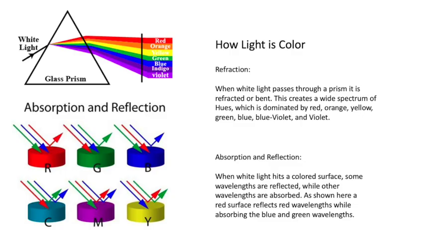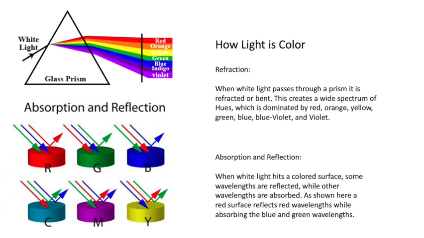When white light passes through a prism, it is refracted or bent. This creates a wide spectrum of hues, which is dominated by ROY G. BIV, or red, orange, yellow, green, blue, blue-violet, and violet. Each separate color is defined by a specific electromagnetic wavelength, with red as the longest and violet as the shortest. This is additive color, and for our purposes here, simply means color added by light.